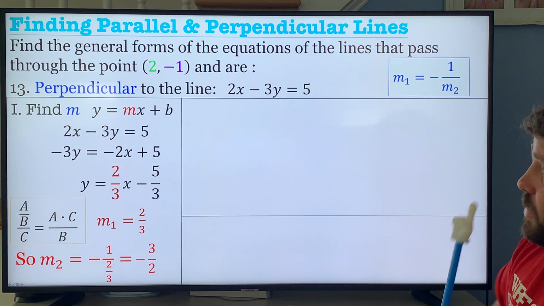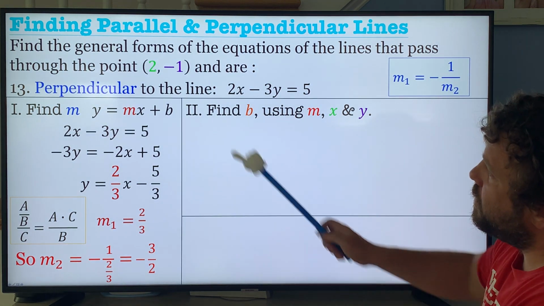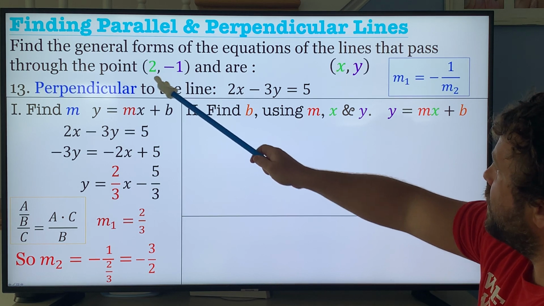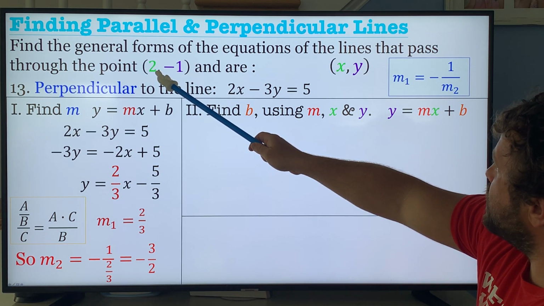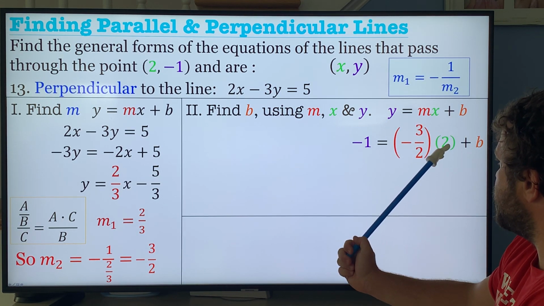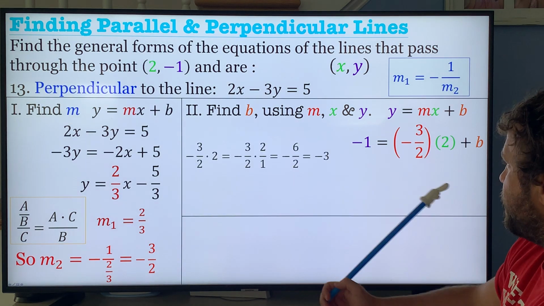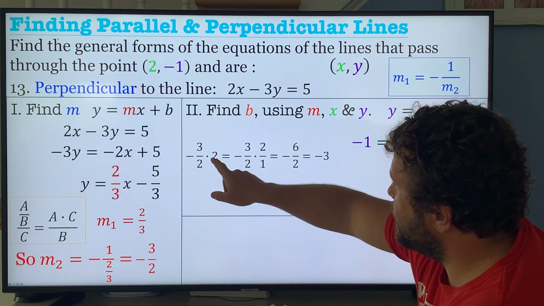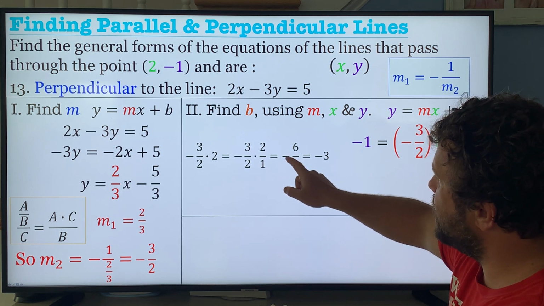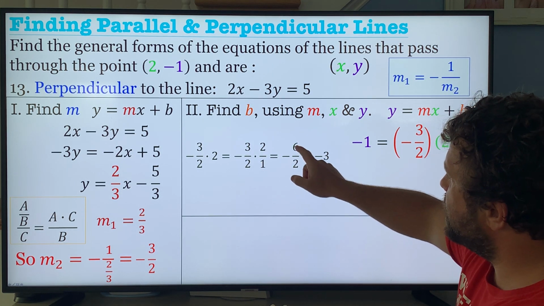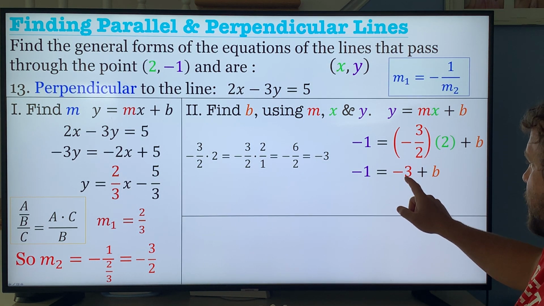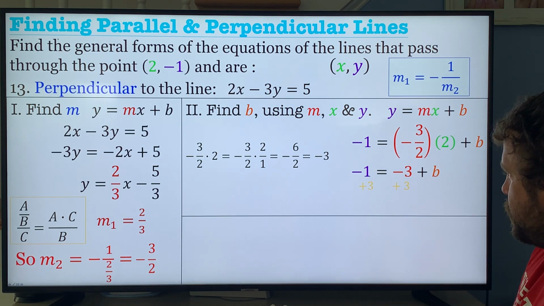All right, same step as we did before. Find B. We're going to use, once again, our x and our y. So y is -1, x is 2, m is -3/2. So -1 equals -3/2 times 2 over 1. 2 times 3 is 6, -6 over 2 times 1 is 2. 6 divided by 2 is 3. Bam. Add 1 to both sides. -1 plus 3 is 2.